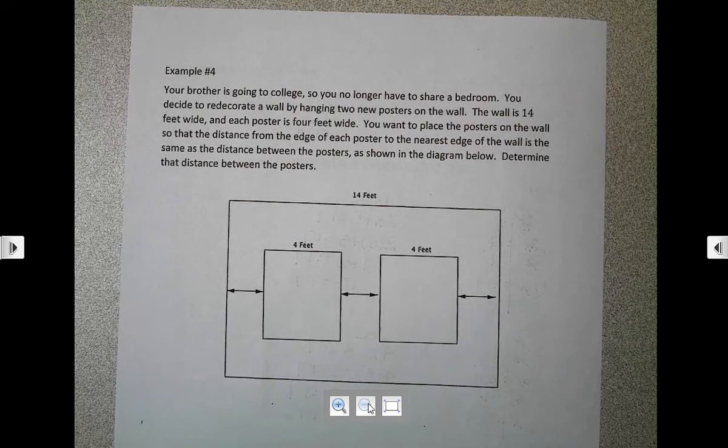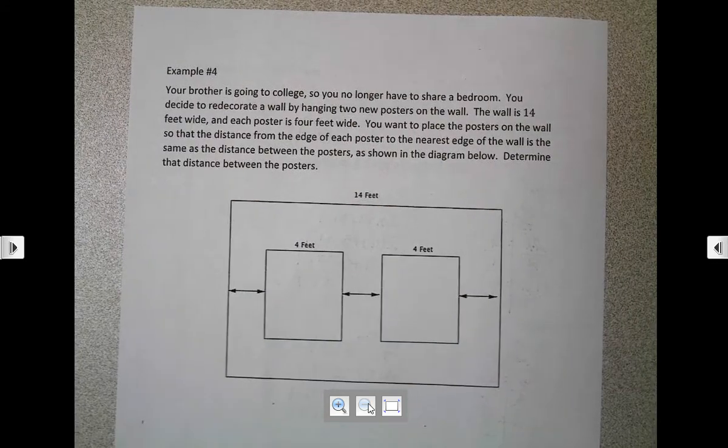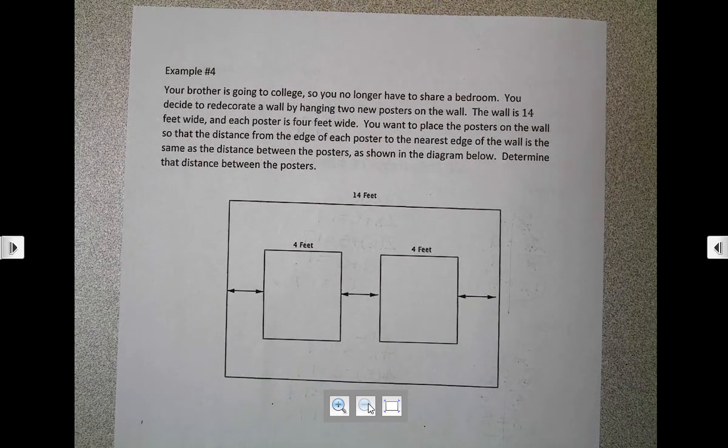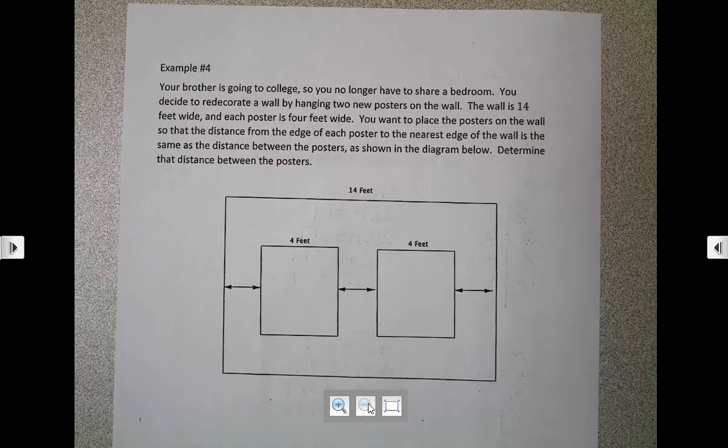You want to place the posters on the wall so that the distance from the edge of each poster to the nearest edge of the wall is the same as the distance between the posters, as shown in the diagram below. Determine that distance between the posters. Okay, so thankfully we have a diagram that we were given, and there's important information that we can collect from the diagram.